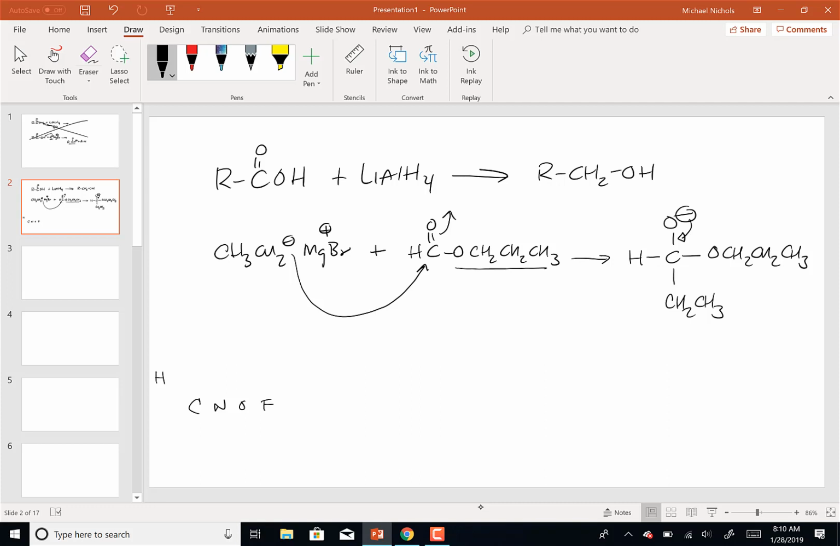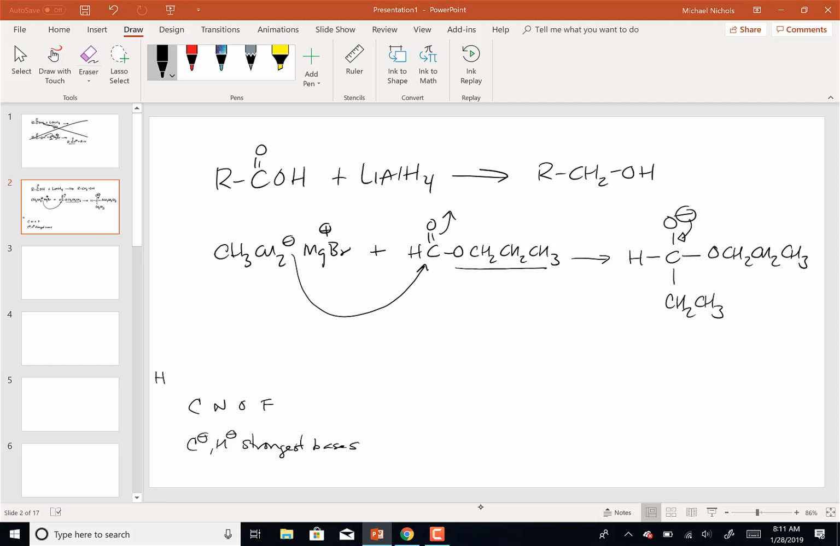What's the strongest base? C minus. And with that, H minus. So C minus and H minus are our strongest bases, and therefore, they are the worst leaving groups. So carbon and hydrogen groups will never leave. Period.